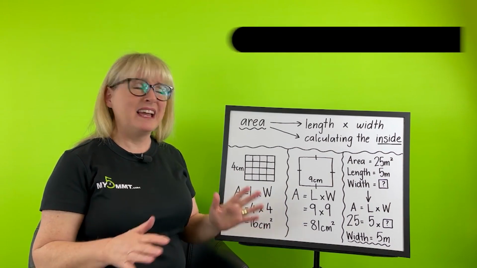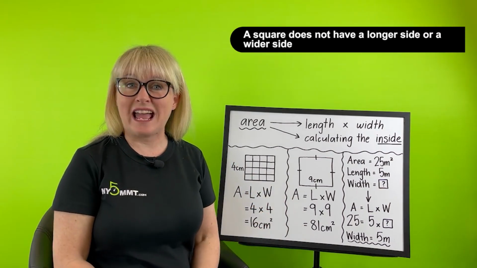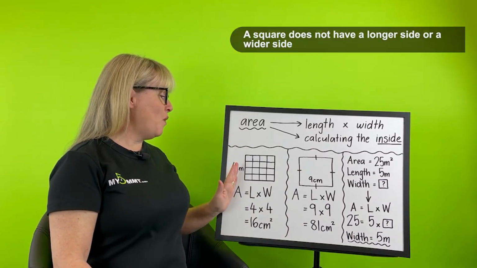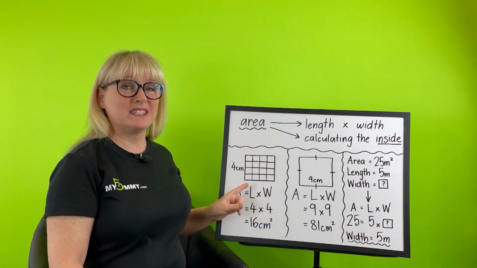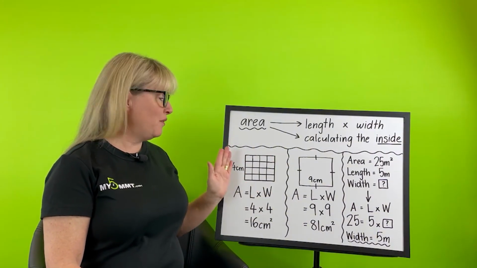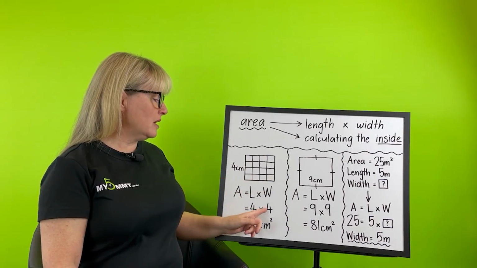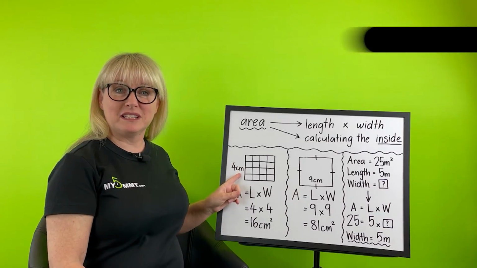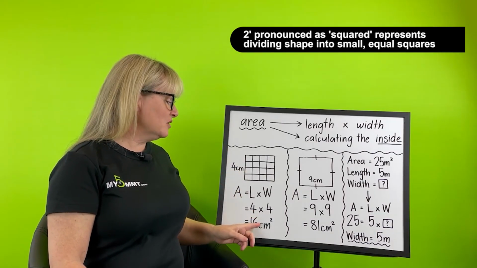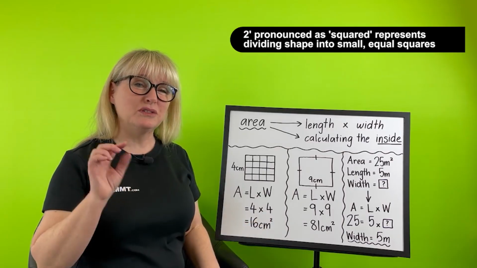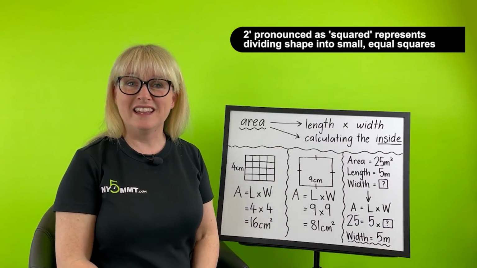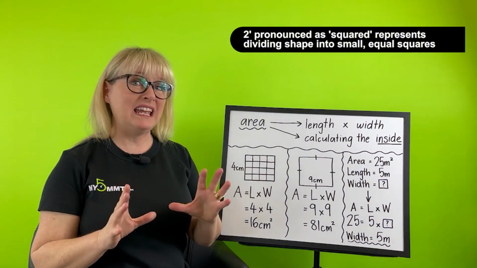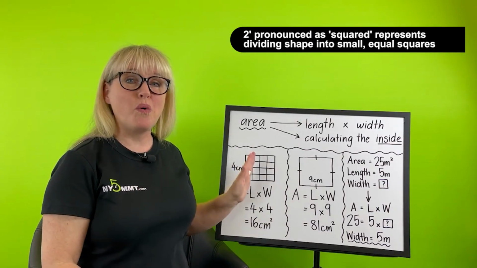I multiply. Now in a square, I actually don't have a longer side or a wider side. So what I'm thinking of is 4 is this side, and they're all 4 centimetres all the way around. I do 4 times 4. 4 times 4 is 16, and I'm talking about centimetres because my measurements are in centimetres for this question. It's talking about centimetres squared. That little 2 I pronounce as squared. It reminds me that I'm actually working out how many little, equal 1 centimetre squares would fit inside my larger shape.